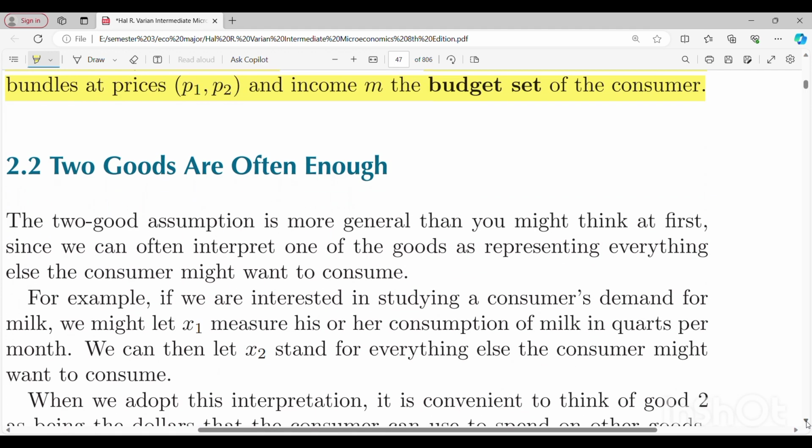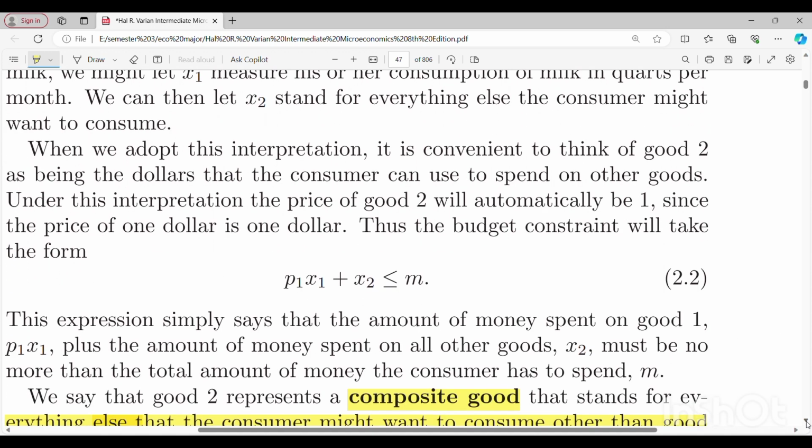So next is that two goods are often enough. There is a two good theorem stating the composite good. The same example I explained: P1 X1 plus X2 less than or equal to M. Why is there no P2? Because we consider X1 as milk and X2 as all other goods other than milk where the consumer is ready to spend his money. So we can consider X2 as the money.